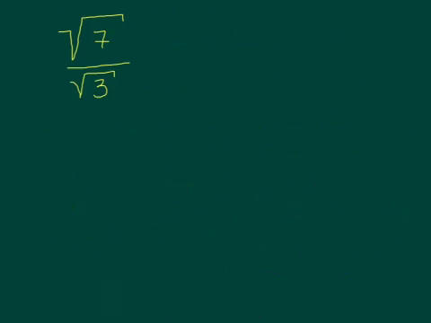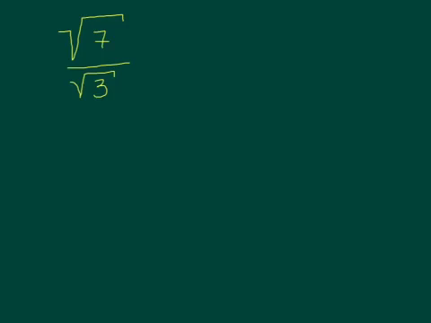Great. Let's look at one last problem. In this case, we still have a radical in both the numerator and in the denominator. But in this case, we can't simplify the radical. We can't simplify 7 over 3. That is not going to give us any simplified fraction. So let's go ahead and start with step 2.